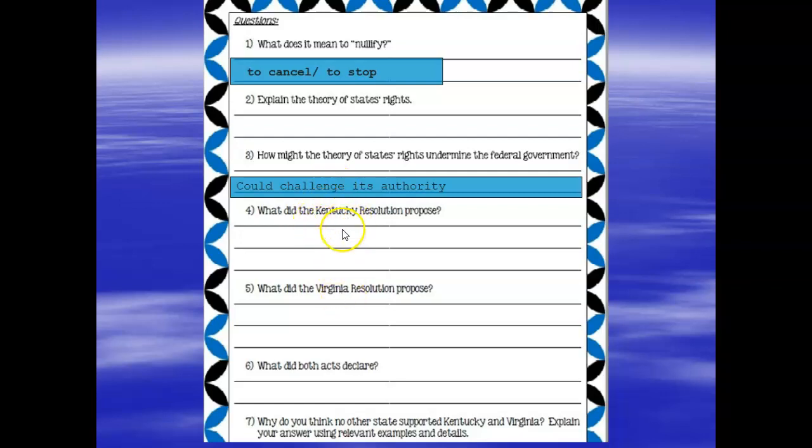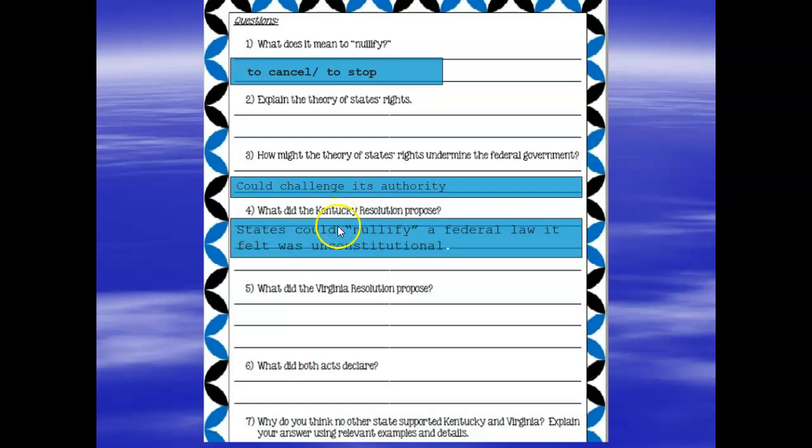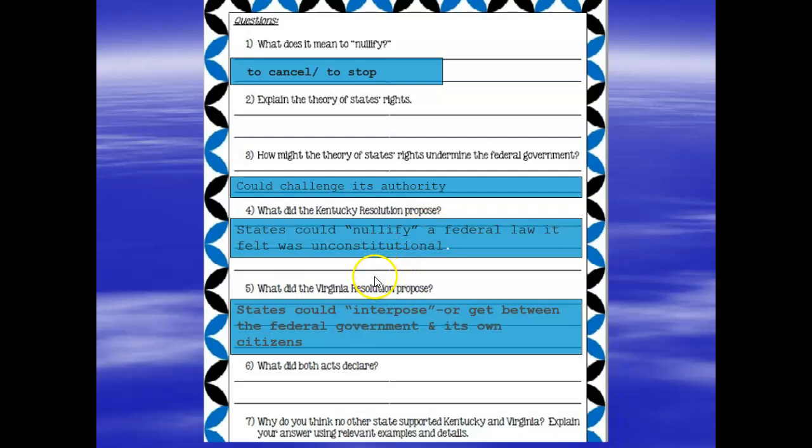These two basically get a little bit more particular. What does the Kentucky-Virginia resolution propose? That states could nullify. We talked about that. And then the Virginia one says, and Madison wrote this one, that they could interpose, which means sort of get in the middle between the federal government and its own citizens of the state. But basically what they both declared is that they felt that the Alien and Sedition Acts were unconstitutional, which they would prove to be. They basically were thrown out by the courts as being a violation of the Constitution.